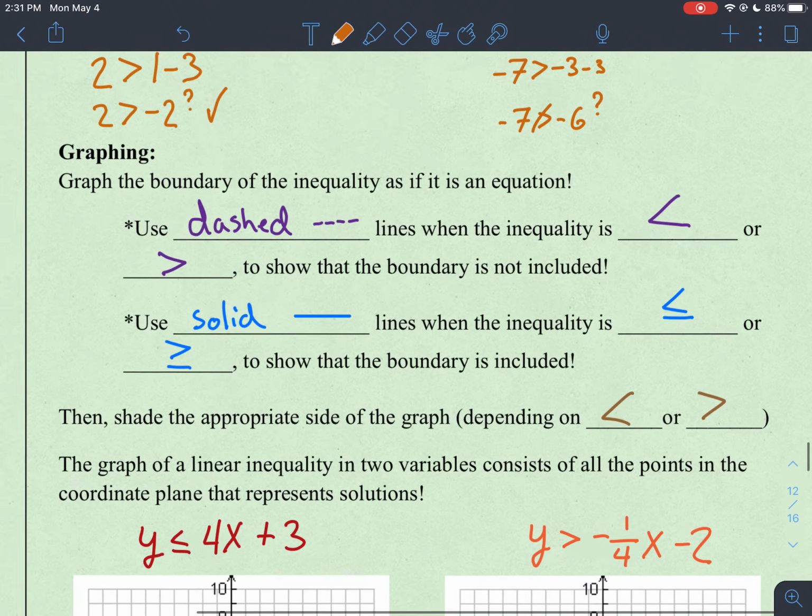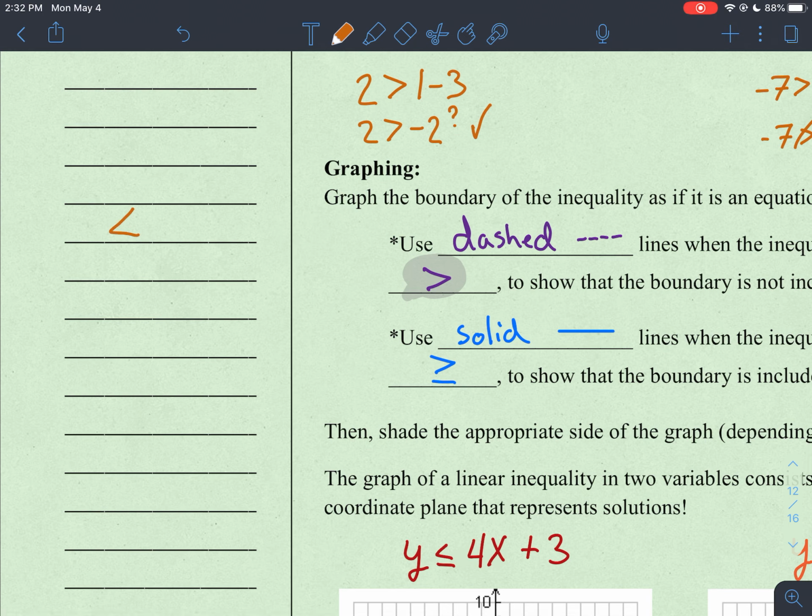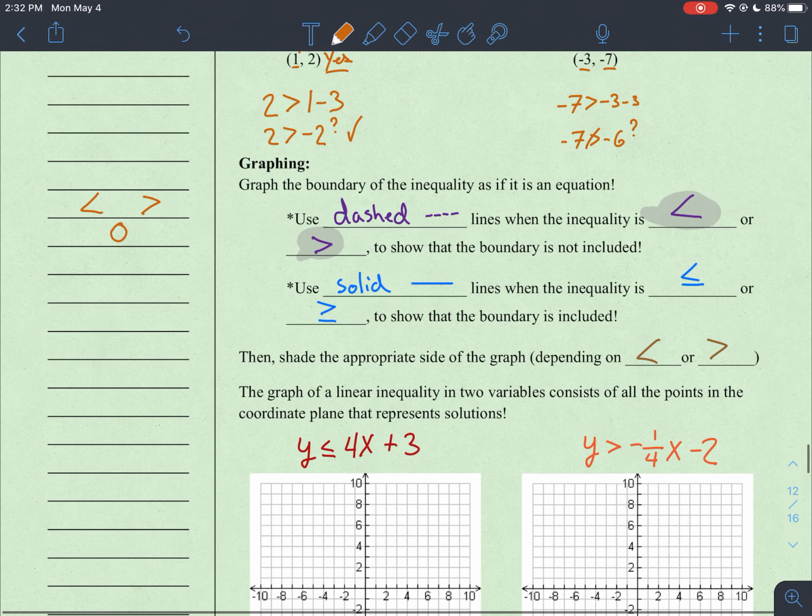Now, when it comes to graphing these, we've got a few things that we have to keep in mind. The boundary. This would be the line as we've done it before, except there's going to be a twist. So we're going to use a dashed line when the inequality is strictly less than or strictly greater than. That means that the endpoint is not included. If you think back to when we had less than or greater than, we dealt with an open circle. That said, hey, it's up to that point, but it is not that specific number.